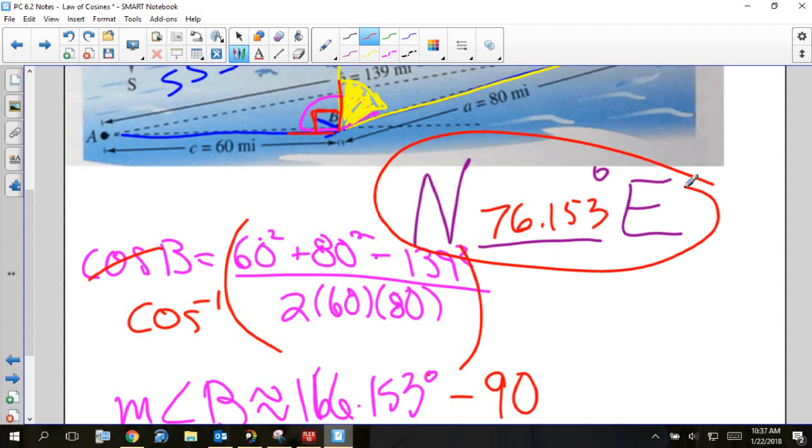Are you ready to go on to the page? Got one last example, it's super easy. Overall, I think law of cosines is easier than law of cosines. I just like it better. And again, you'll have the formulas as long as you know how to use them. You aren't going to know how to use them if you don't do your work.